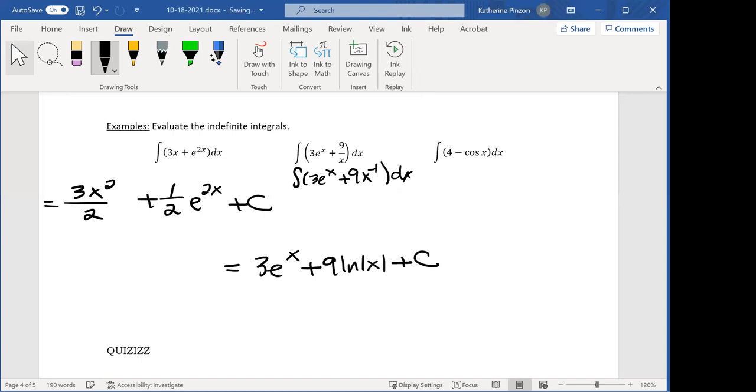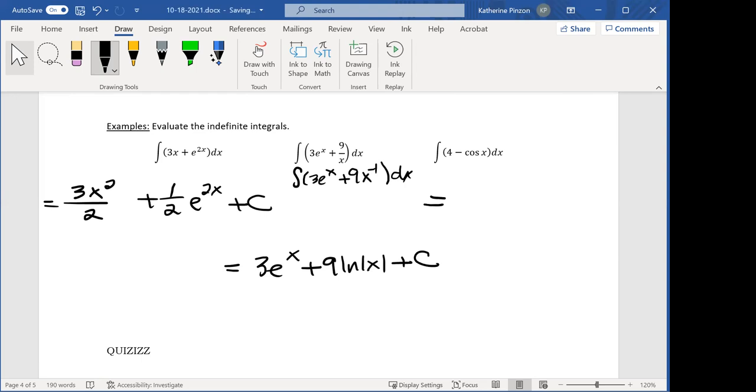Put that on your hand or something. Get a little tattoo right there. Plus C. Because remember, an antiderivative is an entire family of functions. Each of us could put a different value for C here and we would still have the correct answer. Because an antiderivative is something that you can take the derivative of and get back to what you started with. If I take the derivative of this, no matter what number I put there for C, I'm always going to get back to what I started with.